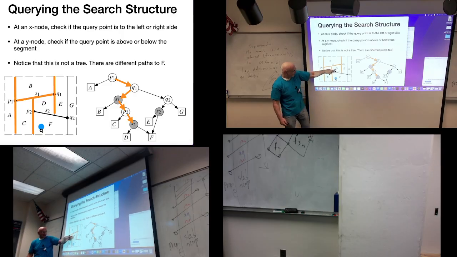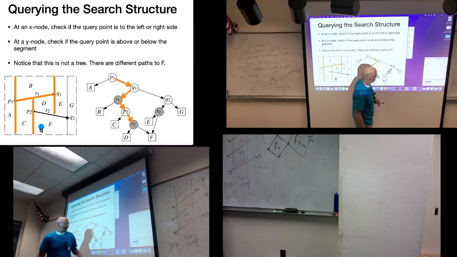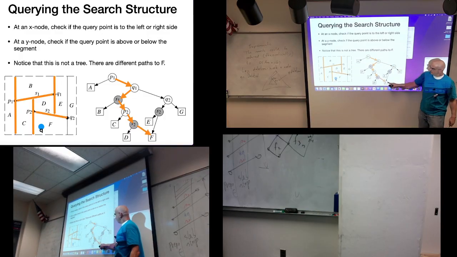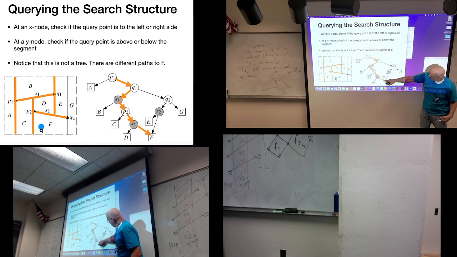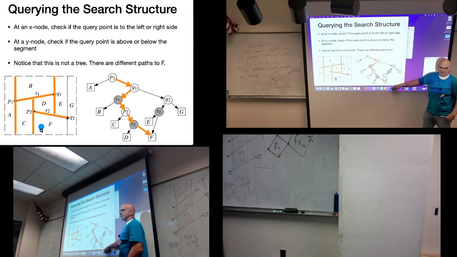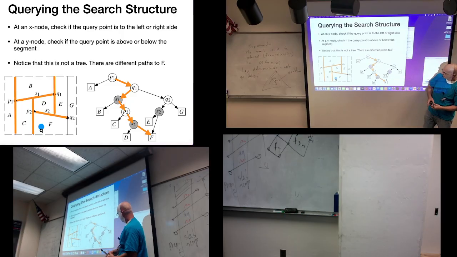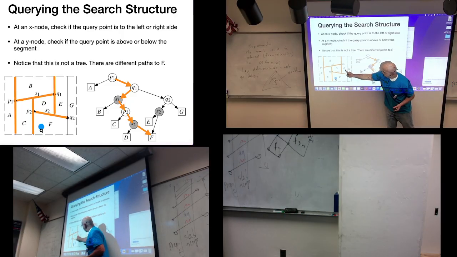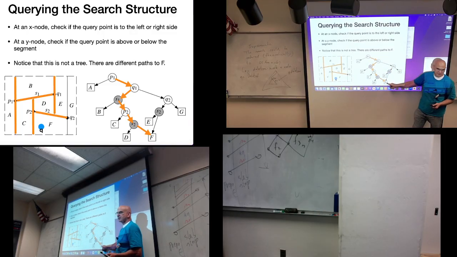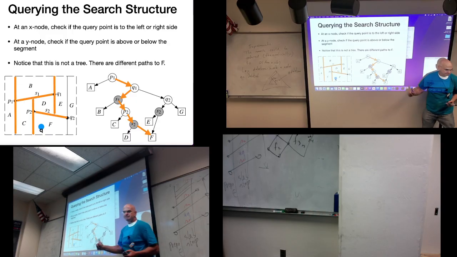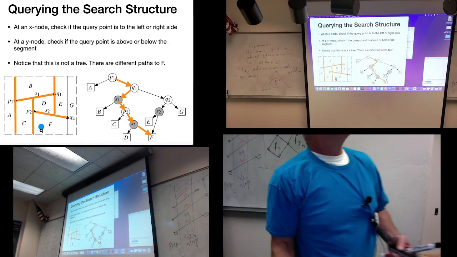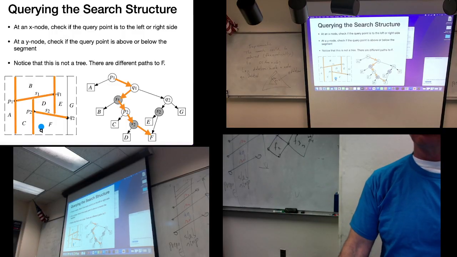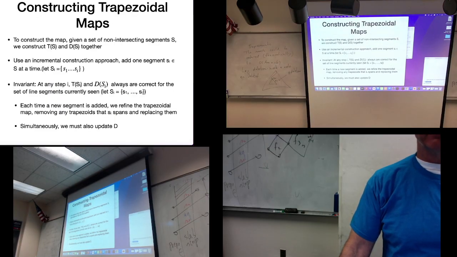How do I know if I'm in D or in F? I need to ask, is Q above or below D or F? Since I'm below, I'll go to the right. The Y value is highlighted, an animation that I stole. And notice that if Q was here, then the search path would still go to F, but through a different path. Everybody is cool with this data structure? And that would be the famous DAG.